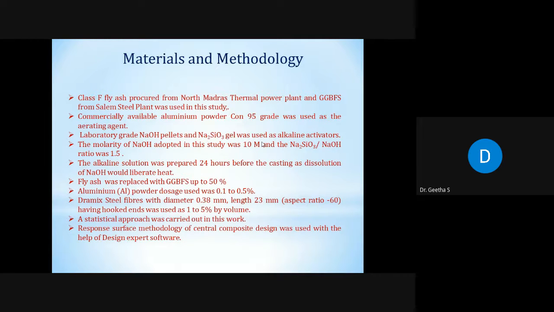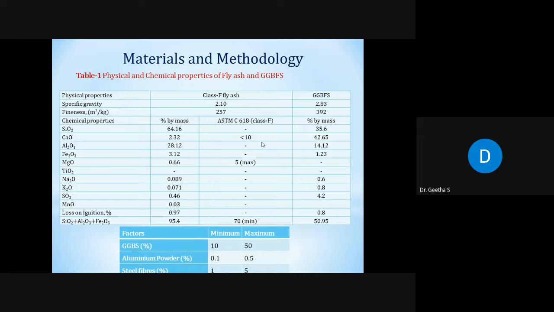And I've used it as 1 to 5%. I've varied it. Since there are a lot of parameters that I'm using in this study, I've gone for a response surface methodology of central composite design in order to limit my experimental trials and also in order to arrive at some meaningful conclusions. So this is the physical and chemical properties of fly ash and GGBS.